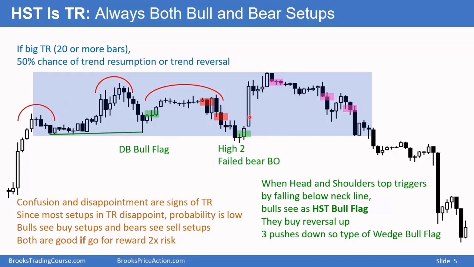3 attempts down. Horizontal, you can call it a failed breakout below a trading range, a failed breakout below a double bottom. You can call it a high 2 bull flag. You can even call it a wedge. The forces are all the same. It's a failed breakout below the range.